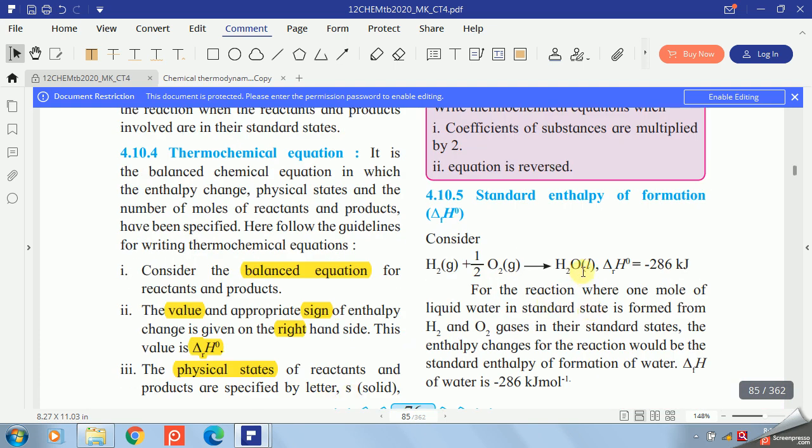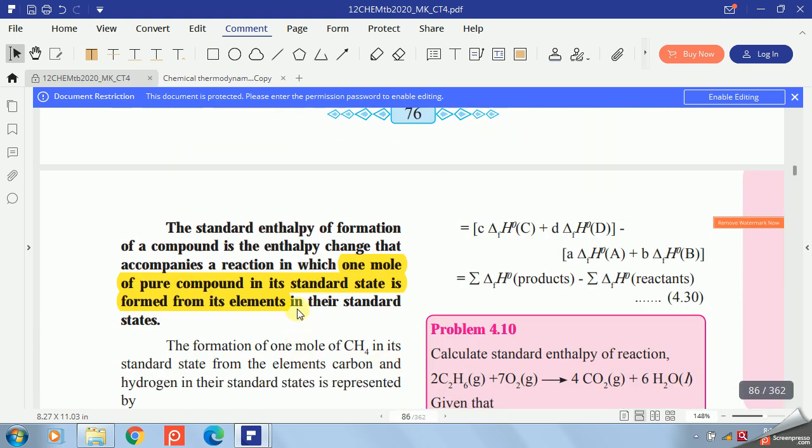So you can easily remember. Water is in liquid state, hydrogen and oxygen are in gas state. These are the standard states. And we always write this value for 1 mole of that substance. So it is the enthalpy change accompanying a reaction in which 1 mole of that pure compound, here water, in its standard state, liquid, is formed from its constituent elements, hydrogen and oxygen, and they should be in their standard state.